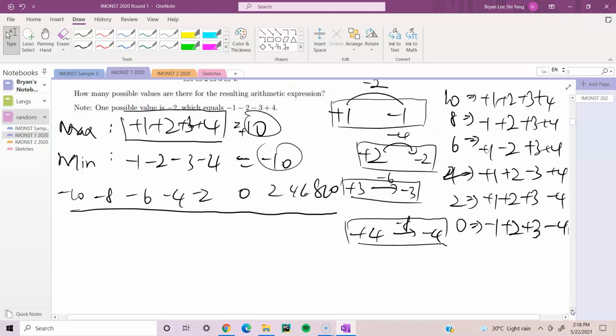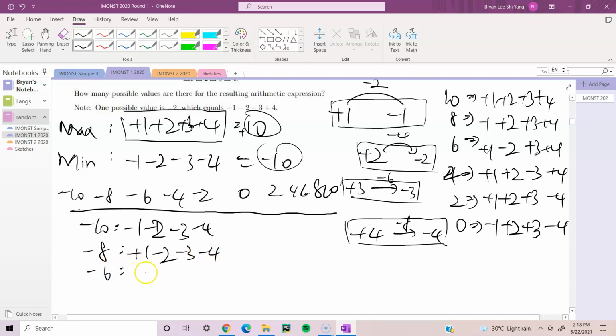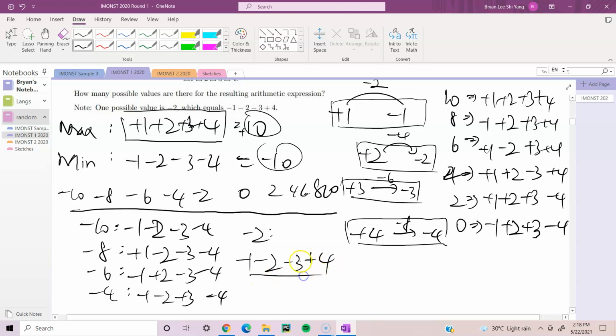So now we look from the negative 10 perspective. So negative 10 is just negative 1 minus 2 minus 3 minus 4. Now, if you want to make it a minus 8, we just turn the negative 1 into plus 1. And then negative 6 is just turning the negative 2 into positive 2. Then negative 4, we just perform the action on the 3. Then for negative 2, it would be negative 1, negative 2, negative 3, plus 4. Okay, so all of these are doable.